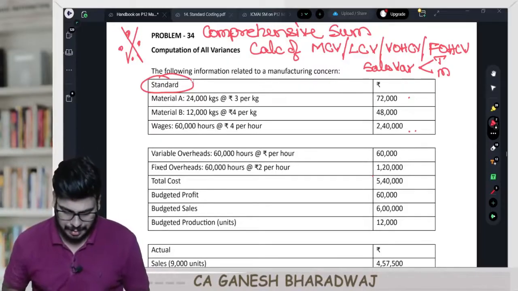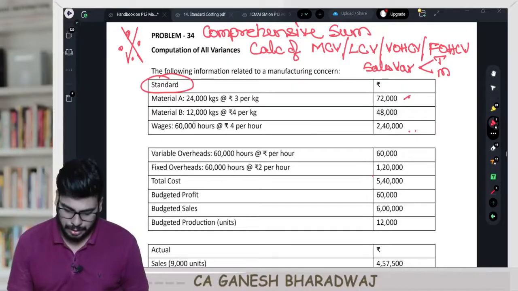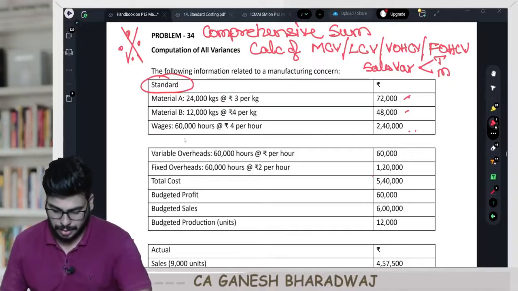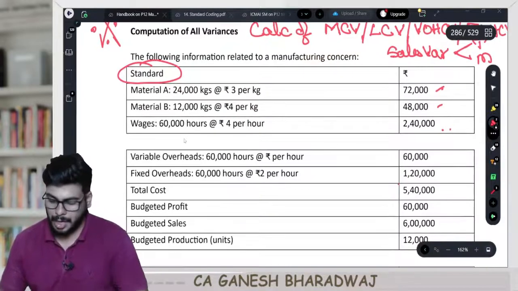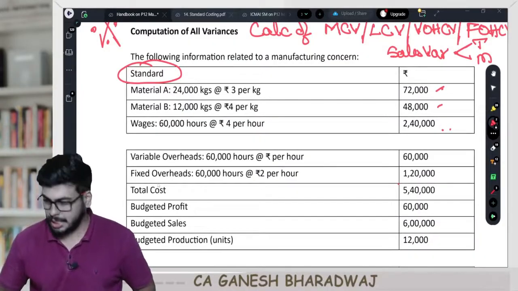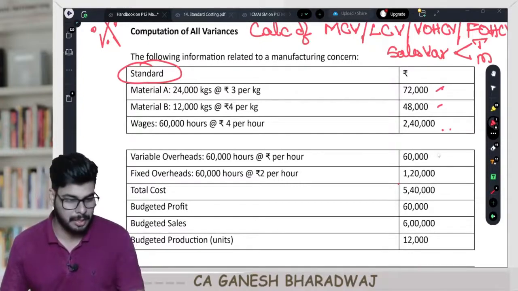Now, first they have given material A 24,000 kgs, at the rate of 3 per kg, 72,000 rupees. Material B 12,000 kgs, at the rate of 4, it's 48,000. Wages is 60,000 hours at the rate of 4 per hour, it's going to be 2,40,000. Variable overheads is going to be 60,000 hours. How much? At the rate of rupee 1 per hour, it's going to be 60,000 rupees.